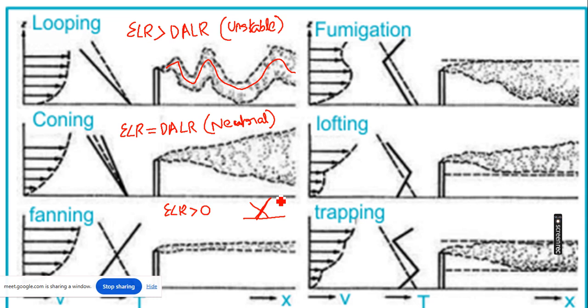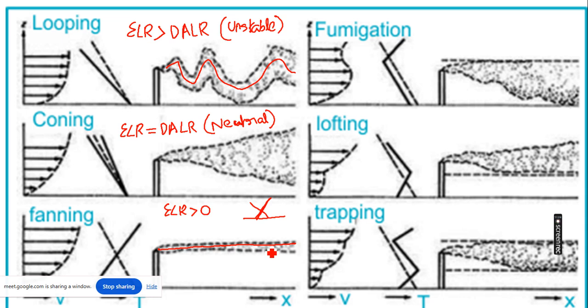In this condition, when there is an inversion layer in the atmosphere, the plume will be highly restricted to either move upward or move downward. So it will just move in a thin line. As you can see, it won't move upward or downward. It will just move in a small channel kind of structure. So this is the third one, which is known as fanning.